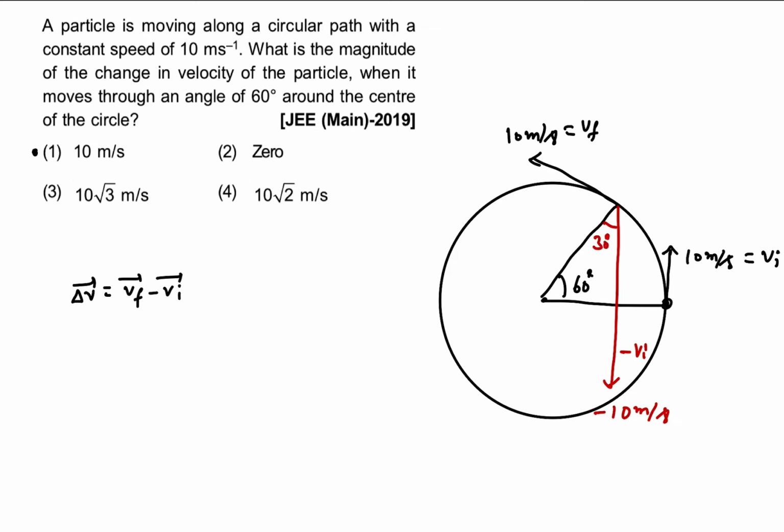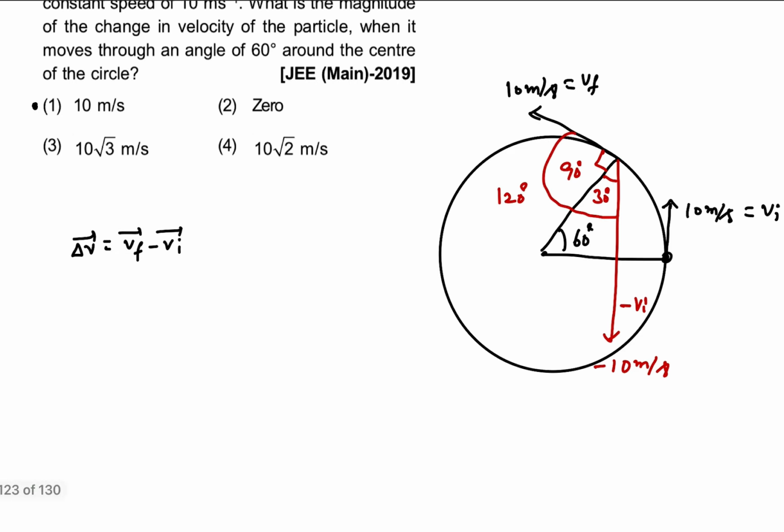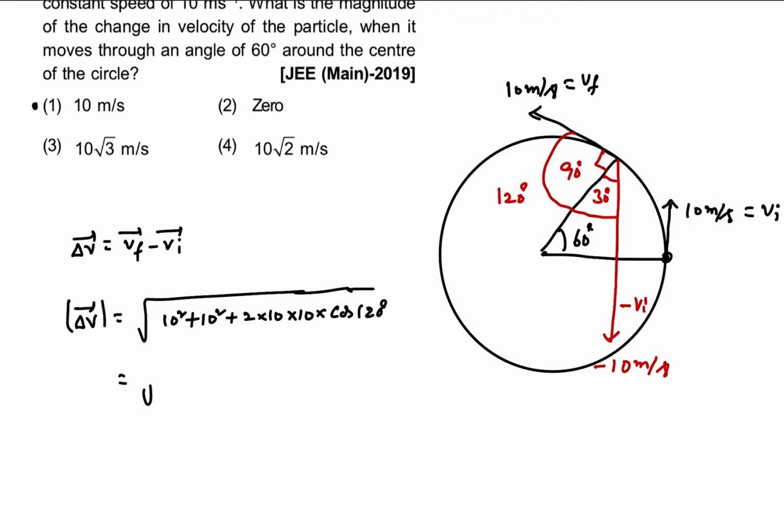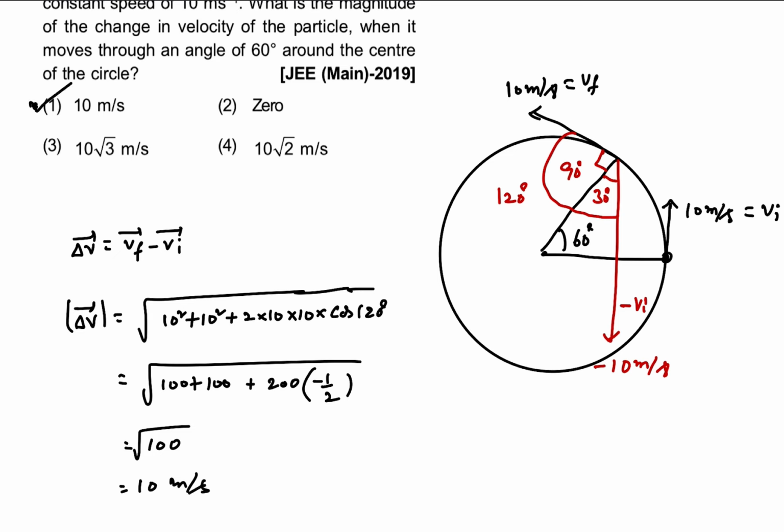Now you can see this angle is 30 degrees, and if I make the angle 90 degrees, now angle between initial velocity vector and final velocity vector is 120 degrees. You can calculate the change in velocity vector magnitude as under root of 10 square plus 10 square plus 2 into 10 into 10 into cos 120 degrees. If you substitute there, under root of 100 plus 100 plus 200 into minus 1 by 2, finally you will get root 100, that is 10 meter per second. Change in velocity value will be equal to 10 meter per second.